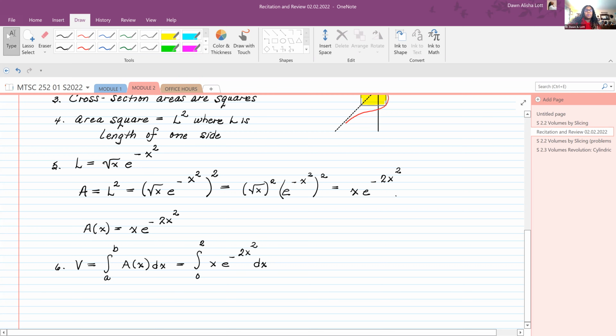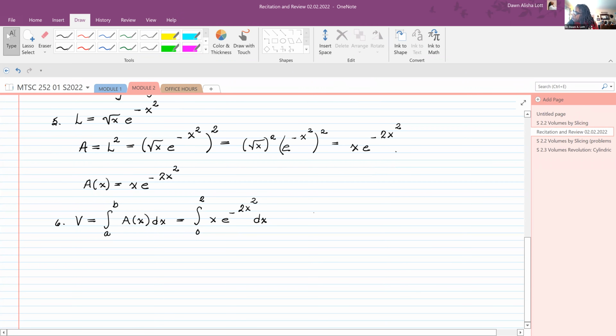And to solve this problem, I'm going to let u equal negative 2x squared. I'm going to let du equal negative 4x dx. So I can see from my problem that x dx is negative du over 4.